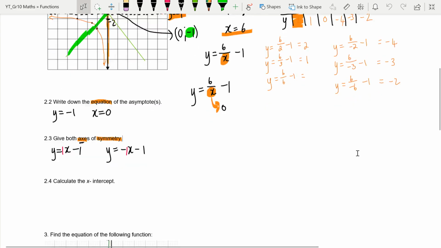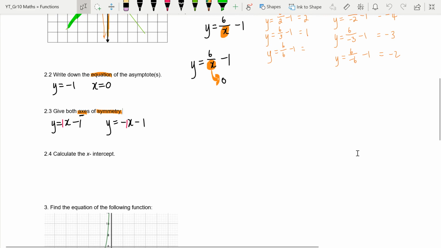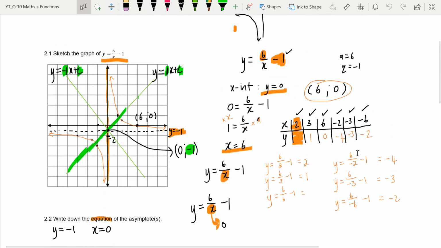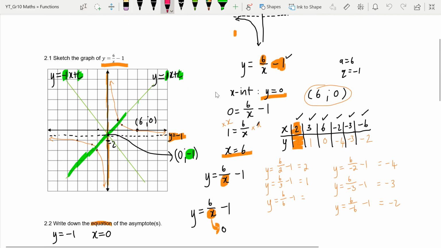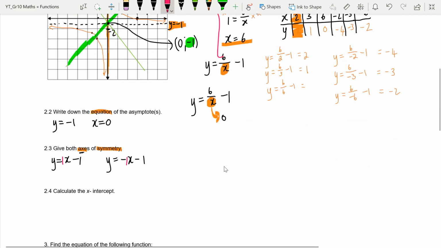Next question. It says calculate the x-intercept. How are we going to calculate the x-intercept? We have to make our y 0. Didn't we do that already? Yes, there. We made our y 0 and we got our x-intercept. So our x-intercept is 6. And there we answered all the questions for question 2.